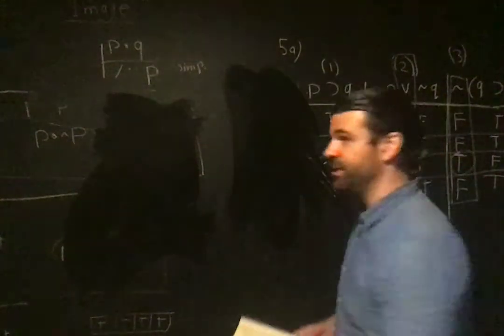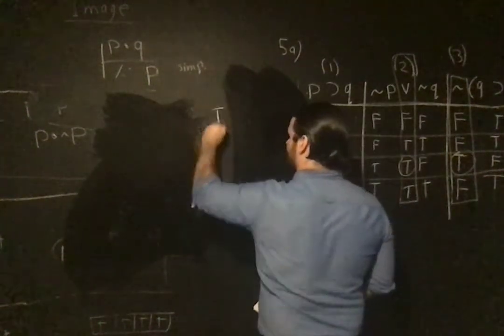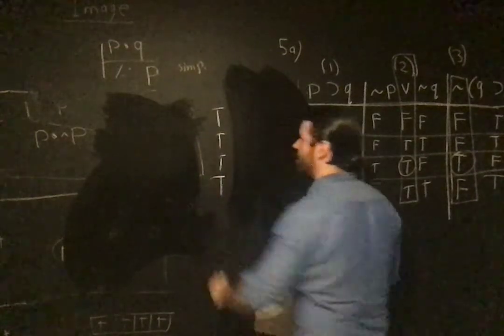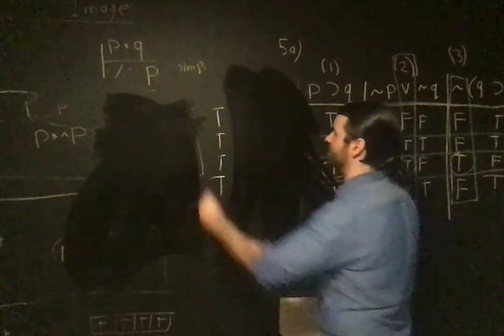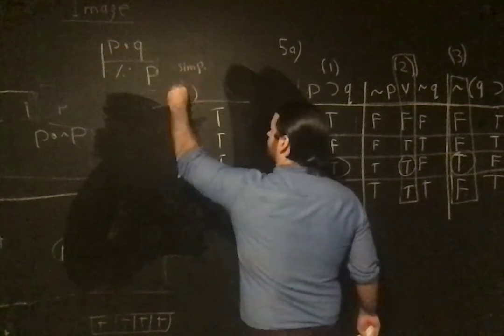A tautology, right? What is a tautology? This is a tautology: T, T, T, T. What is the negation of the tautology? You're just thinking.